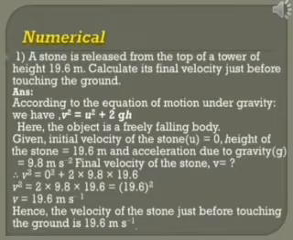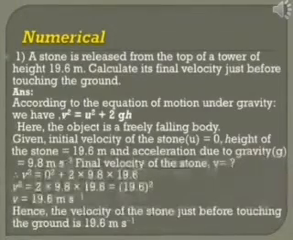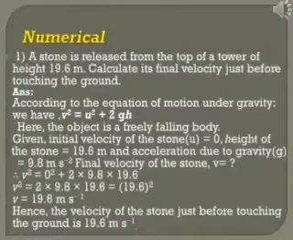Question number 1. A stone is released from the top of a tower of height 19.6 meter. Calculate its final velocity just before touching the ground. What is its solution? According to the equation of motion under gravity, we have v square is equal to u square plus 2gh. Here the object is a freely falling body. For this expression, g is positive, and we have already considered the sign convention for g in forming this expression of a freely falling body.